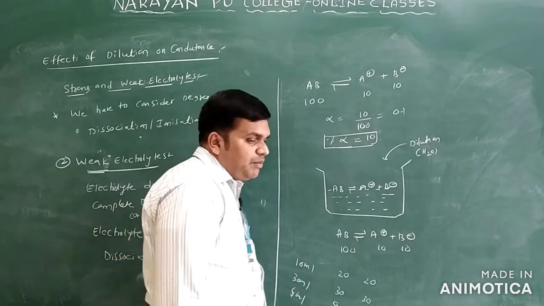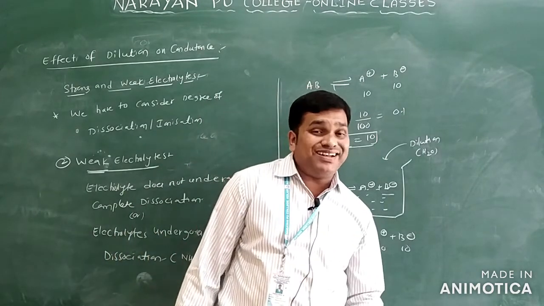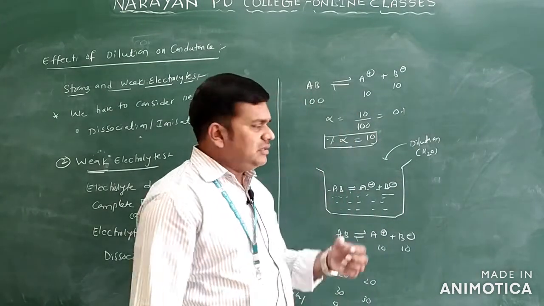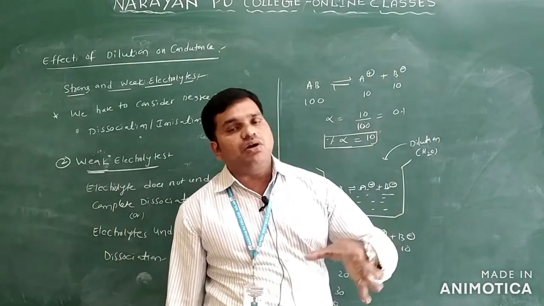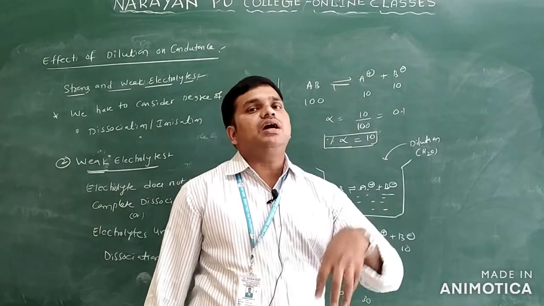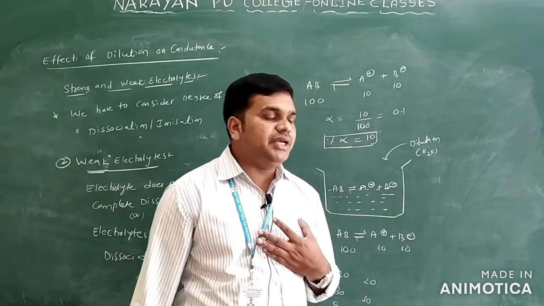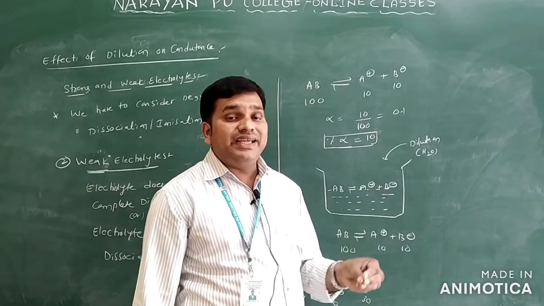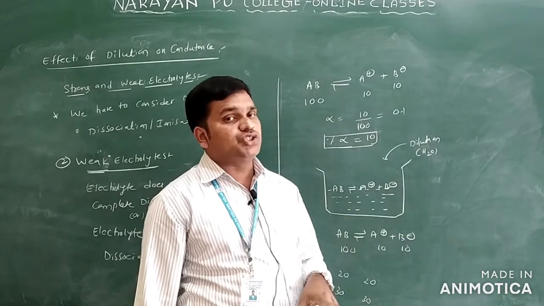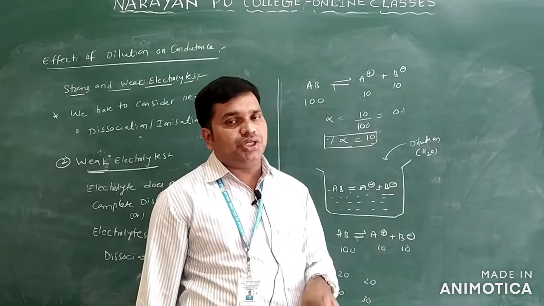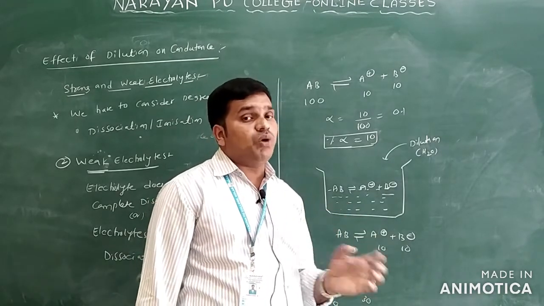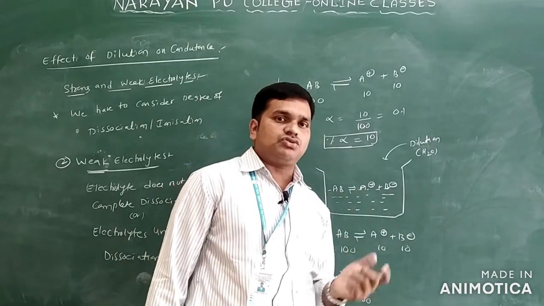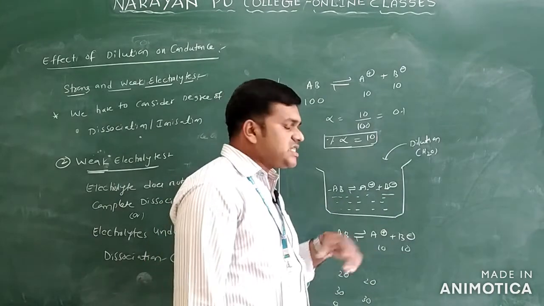Then what happened? The degree of ionization increases only, because the electrolyte itself undergoes dissociation upon the dilution only. So upon dilution for the weak electrolyte, the degree of dissociation increases only. Not only the degree of dissociation, the conductance of the solution also increases when compared to the strong electrolyte only. Strong electrolyte also increases. But in the case of weak electrolyte, what happened here?